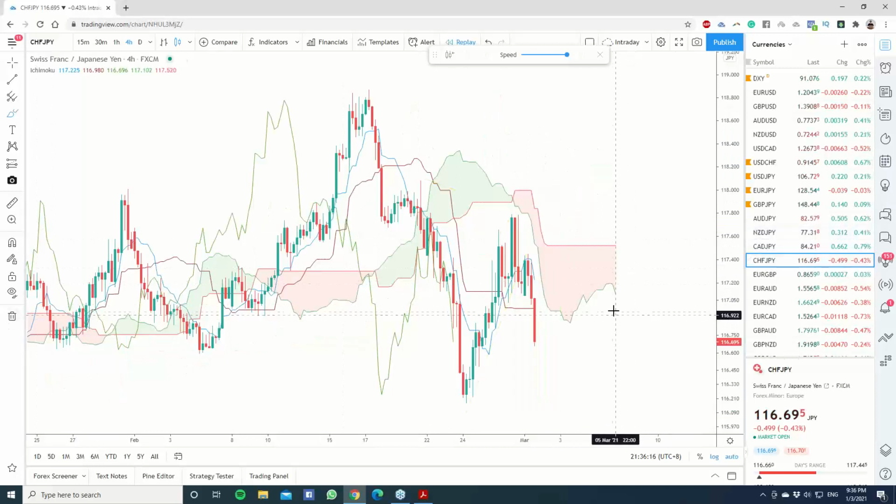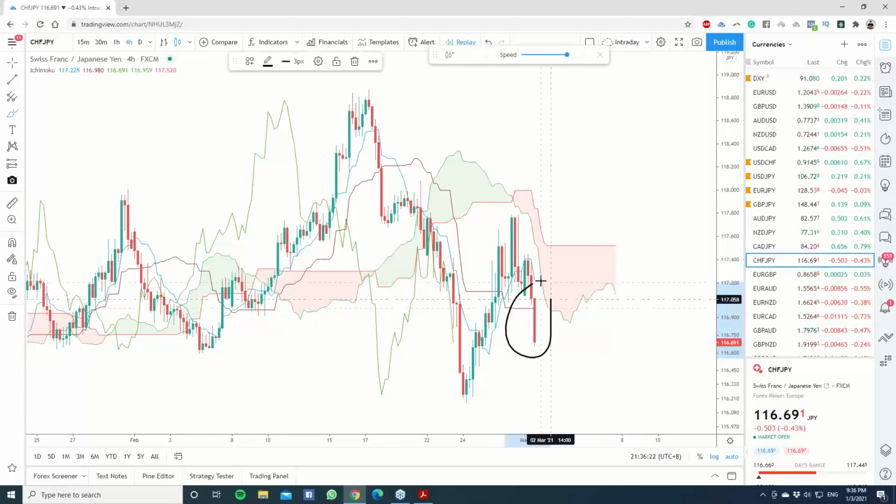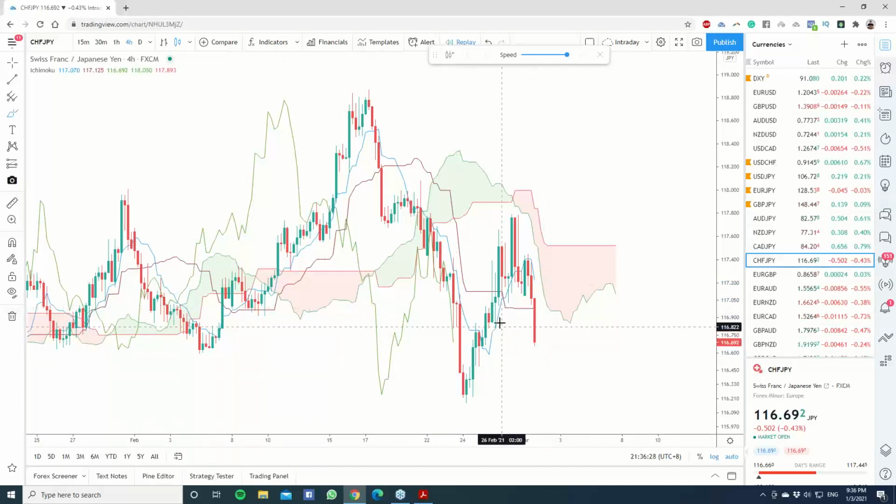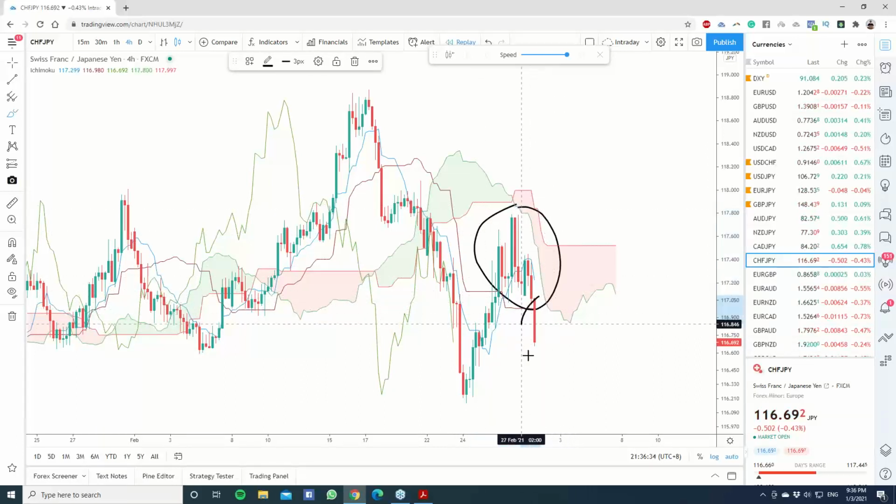This one here is CHFJPY. Same thing. You can see the candle is just closing below this right now, so it's still a little bit early. Sometimes when you see something like this, just stay away because the direction itself is not so clear. Last day it was above, then right now it's back down here. So you need to be patient.